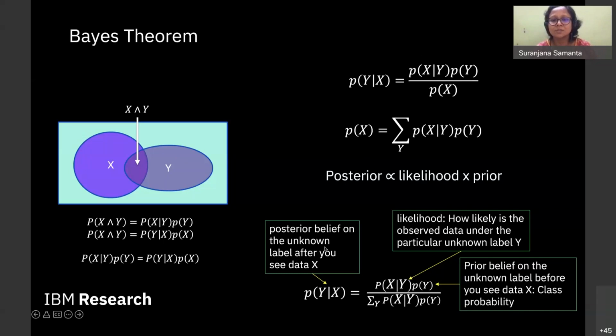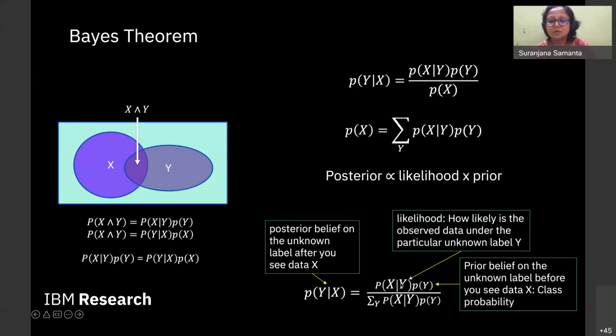In most cases for classification tasks, you will see that y is the label and x is the instance. So we want to find the probability that, given that particular instance, this particular instance belongs to class 1 or class 2, whichever is your class, right? That is our posterior. So it is a belief about the unknown label once you have seen x, or once you have seen the data. So this is our posterior.